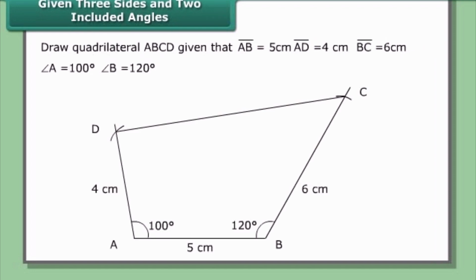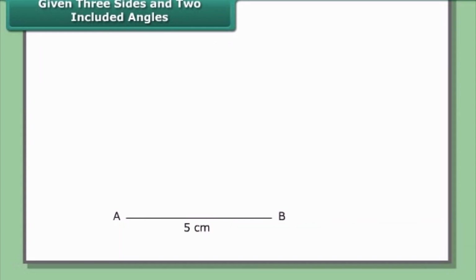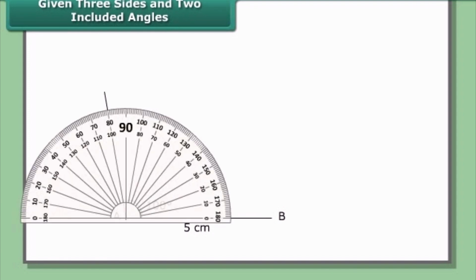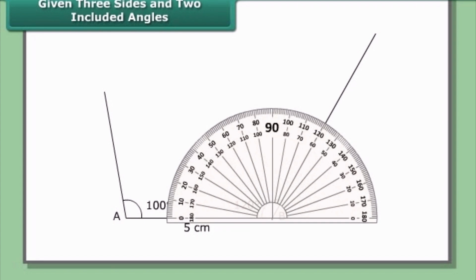Given three sides and the two included angles. Draw quadrilateral ABCD, given that AB is 5 cm, AD is 4 cm, BC is 6 cm, angle A is 100 degrees, angle B is 120 degrees. Steps. 1. Draw AB as 5 cm. 2. At A, draw an angle of 100 degrees, and at B, draw an angle of 120 degrees.